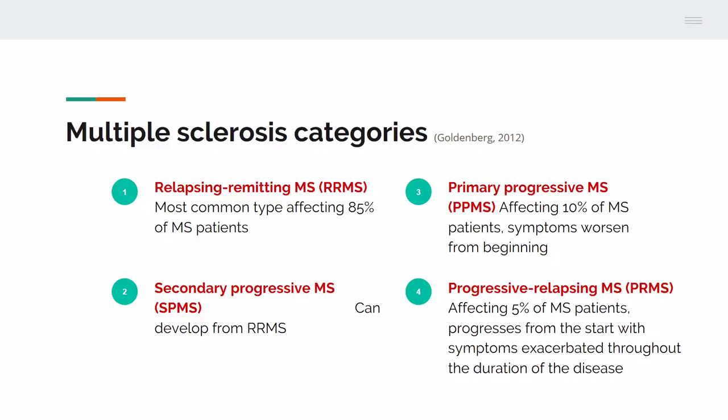Primary progressive MS is when the symptoms worsen from the beginning upon diagnosis, with no remissions or relapses, with infrequent plateaus. It is more resistant to pharmacological intervention than the other types, affecting 10% of the MS population. Finally, progressive relapsing MS progresses from the start, with symptoms being exacerbated throughout the duration of the disease. This affects 5% of patients with no stages of remission.